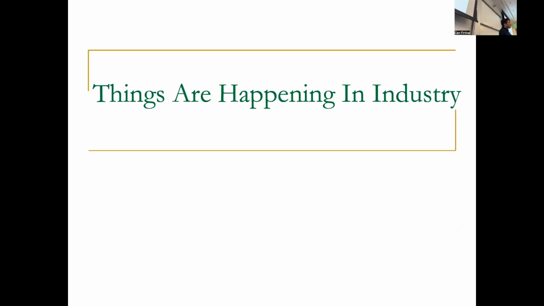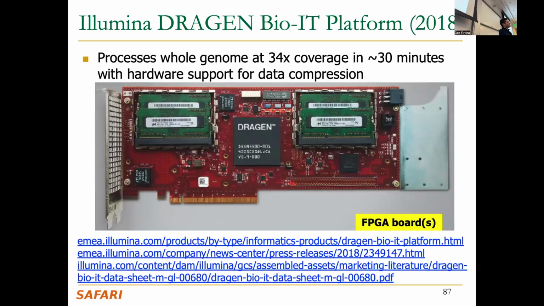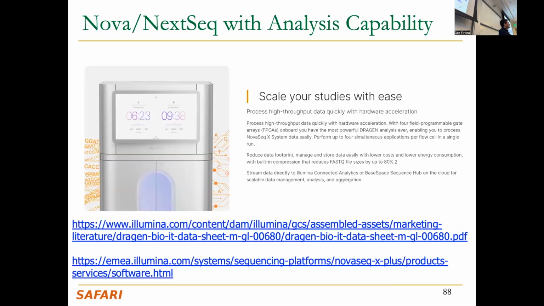And speaking of the hardware design, I want to tell you that things are also happening in industry. I'm pretty sure maybe you're already aware of the Dragon platform that Illumina provides. This is a full FPGA board that performs your entire genome analysis from mapping to variant calling in a faster way, right? And these are already included in your NovaSeq Illumina devices, right?